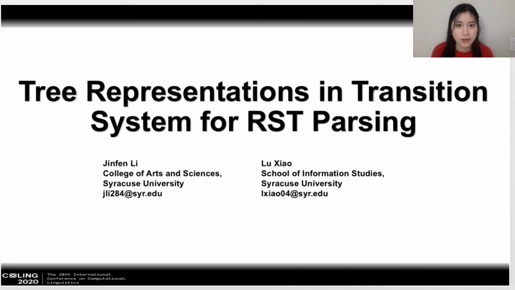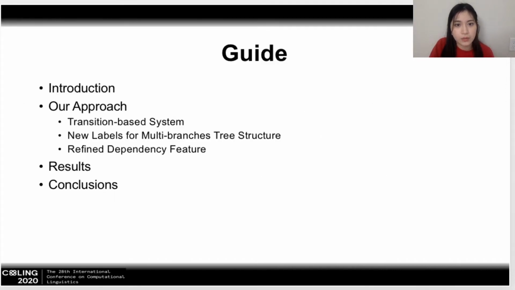Today I'm gonna share our paper, Tree Representations in Transition System for RST Parsing. First, I will walk through the context of our study and introduce our approach, including the transition-based system, our newly designed labels for multi-branches tree structures, and our refined dependency features. Finally, I'll present our results and conclusions.